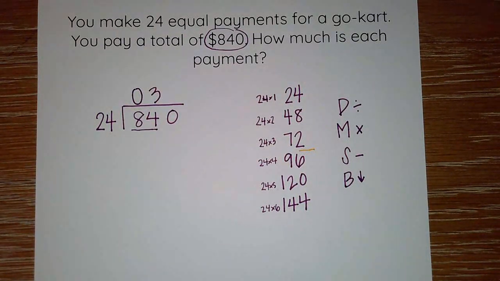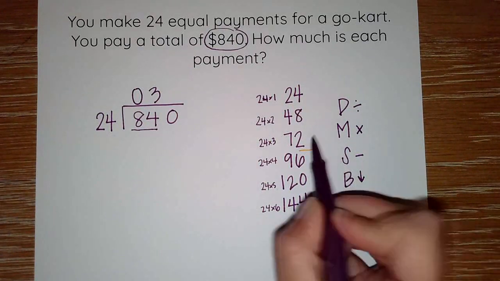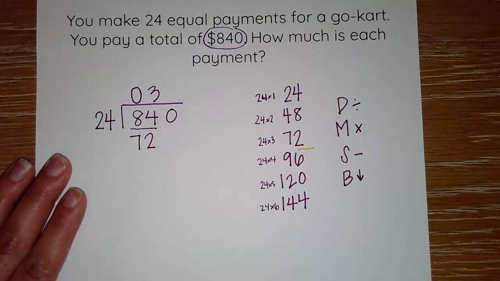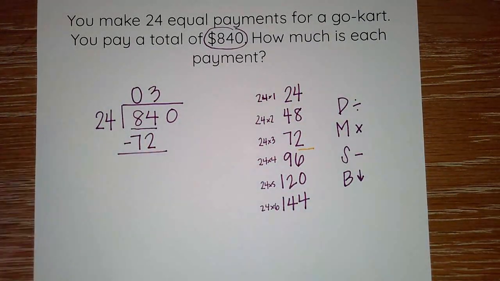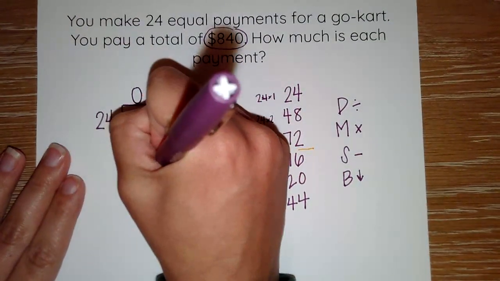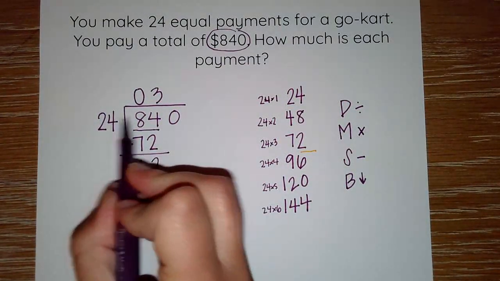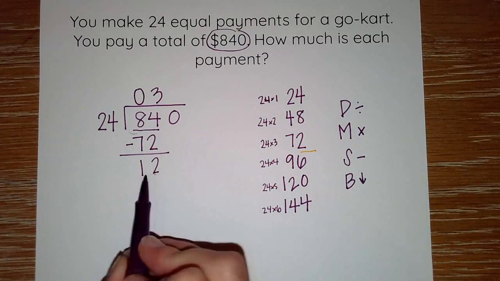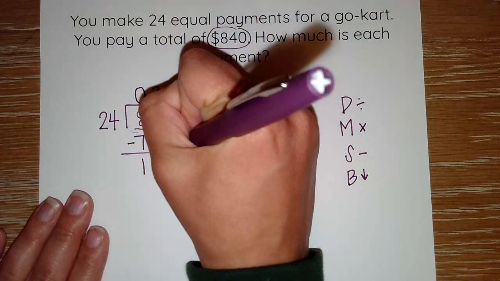Now I multiply. Second step, 24 times 3 is, I have it right here already, 72. Now I subtract. 84 minus 72 leaves me with 12 left over. So 24 goes into 84 3 times with 12 left. Now I bring down the next digit.